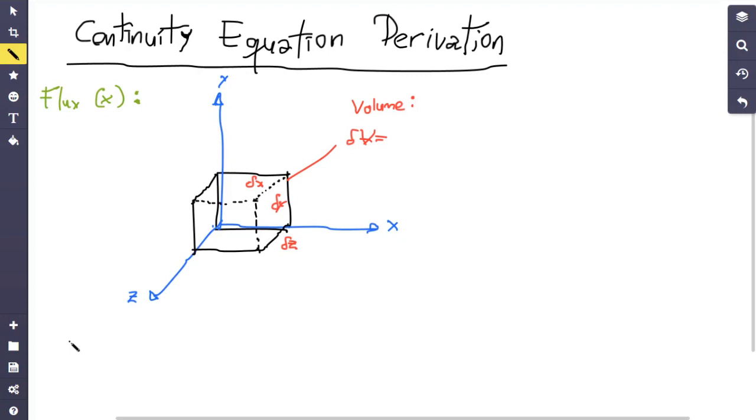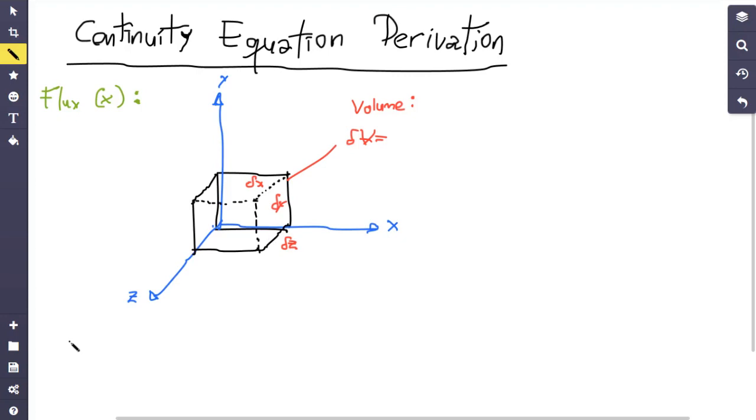Well, in this video I'd like to talk a little bit about the continuity equation, which is an important equation in fluid mechanics, in solving fluid mechanics problems, both analytically and numerically. So basically the continuity equation is a type of conservation equation. In this case, conservation of mass.